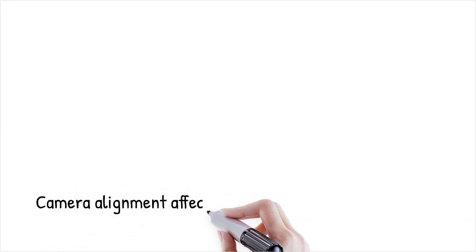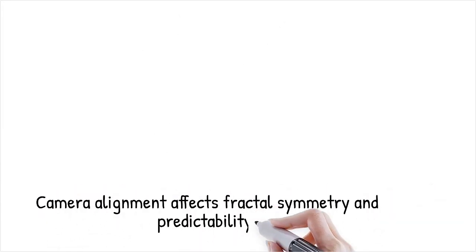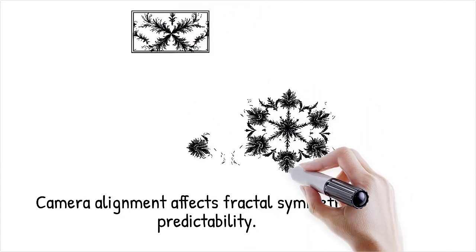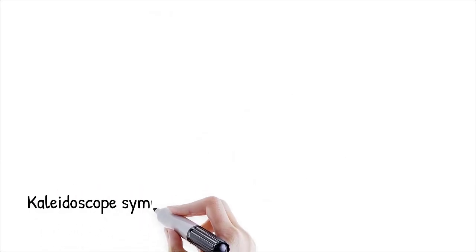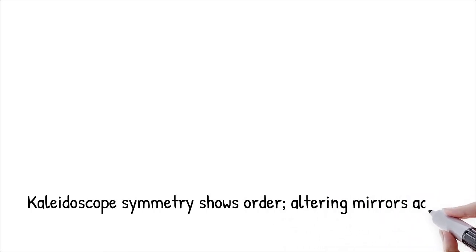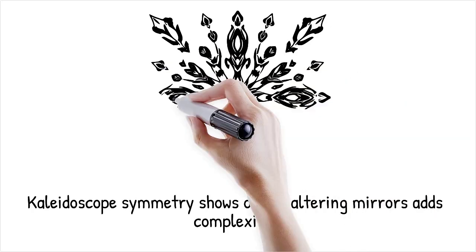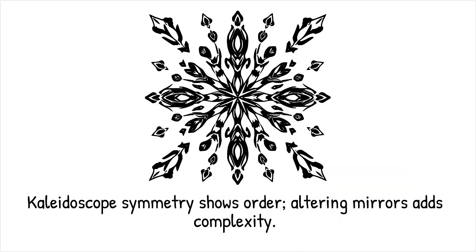Aligning the camera precisely perpendicular to the display results in symmetrical fractals, while angling the camera slightly generates more chaotic and unpredictable patterns. Symmetry in a kaleidoscope creates repeating, orderly patterns. Breaking that symmetry by shifting one of the mirrors introduces complexity, mirroring how asymmetry influences feedback loops.